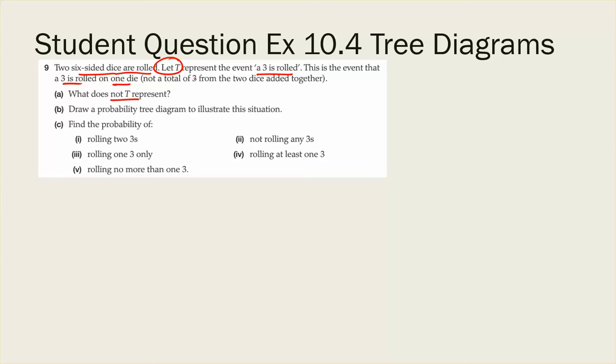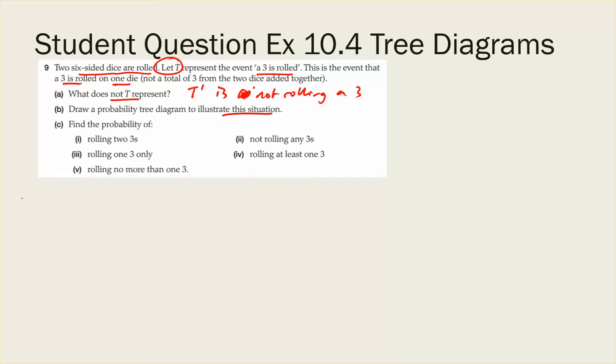We'll call not T, T apostrophe, meaning not T, or the complement of T. Not T is not rolling a 3. It's the event of rolling a 1, 2, 4, 5, or 6. The question says draw a tree diagram to illustrate the situation.